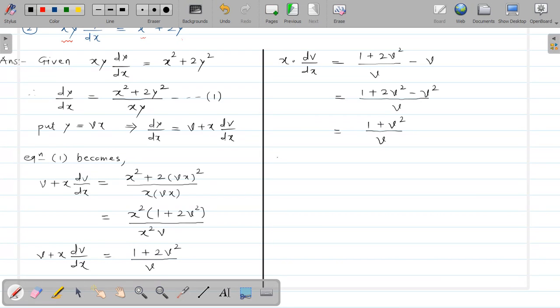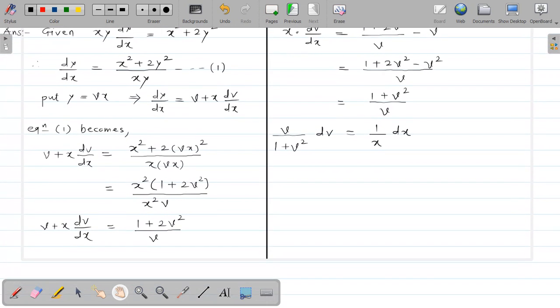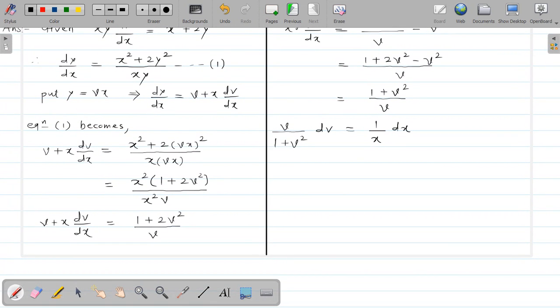It becomes v upon (1 plus v square) into dv is equal to, I will write x upon dx to the right hand side, so it will become 1 upon x into dx. So this is the variable separable form. Now after getting this, you have to integrate this both sides. So integration of v upon (1 plus v square) dv is equal to integration of 1 upon x dx.